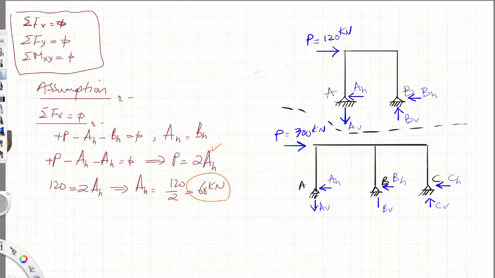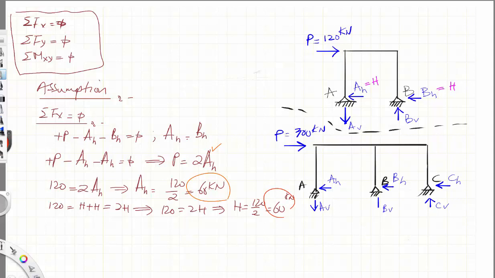Instead, I can also say that I will assume this is equal to H, uppercase H, and this is equal to H. If I rewrite this in another way, I say 120 is equal to H plus H, which is 2H. That makes H equal to 120 divided by 2, which is equal to 60. Same thing. This will be the approach that I will use in calculating these forces.